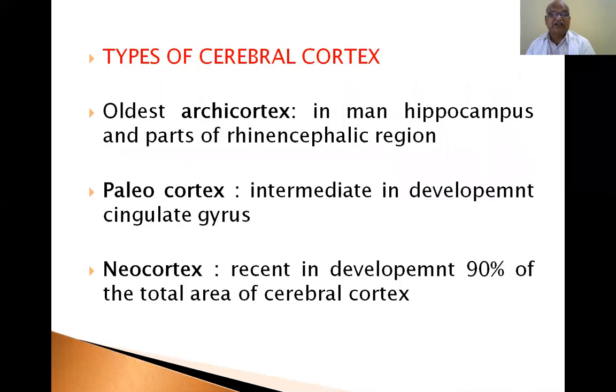Types of cerebral cortex. The entire cerebral cortex is divided into three types. The oldest is the archicortex. In man, the hippocampus and part of the rhinencephalic region are the archicortex. Paleocortex is the intermediate part, intermediate in development, that is the cingulate gyrus. Already I told you about the cingulate sulcus and cingulate gyrus. Then the neocortex, recent in development, is 90% of the total area of the cerebral cortex.